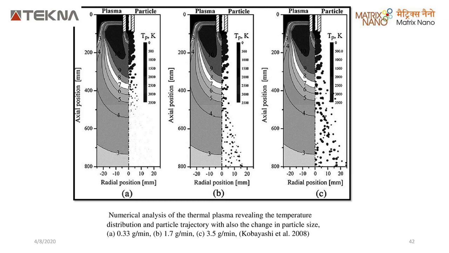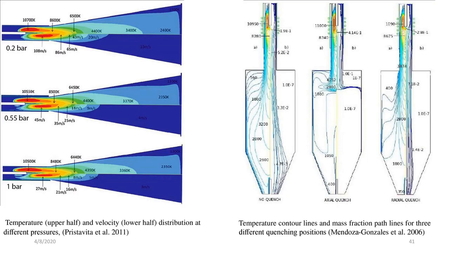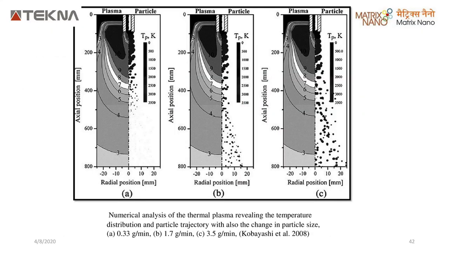Now this is for the particles, which I was telling you about when I'm feeding the powder in the radial position. When we were talking about grams per minute, the feed rate, these are the different feed rates I'm showing you here. You have 0.33 grams per minute: very few particles are being formed and it takes more time to quench.